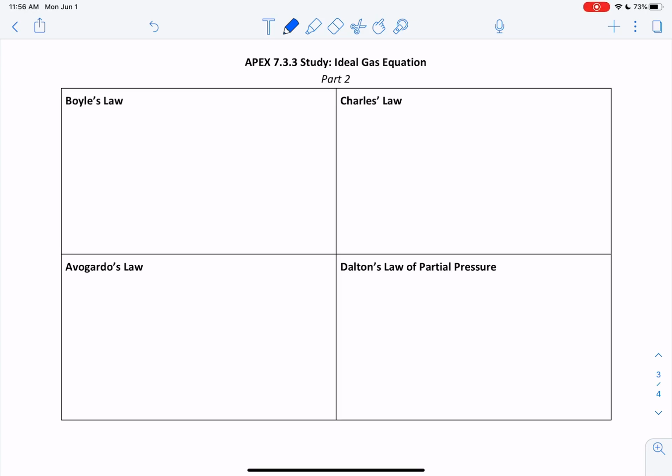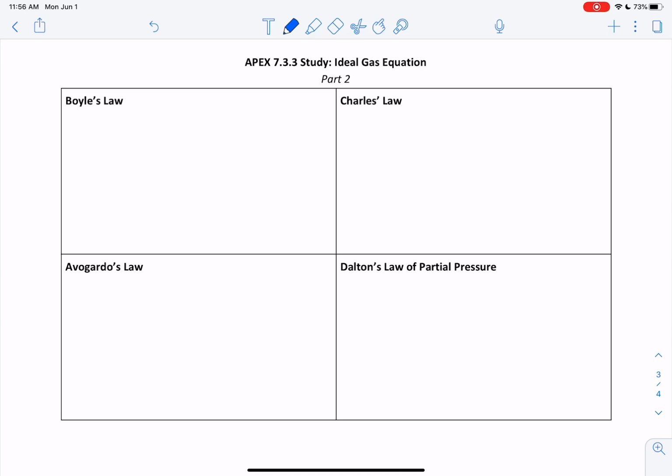Hi everybody, in this video I'm going to go over Apex section 7.3.3 study, which goes over the ideal gas equation. This is the part 2 video, so if you missed the part 1 video, then I want you to pause and go back and watch that before watching this one so you can understand a little bit better.